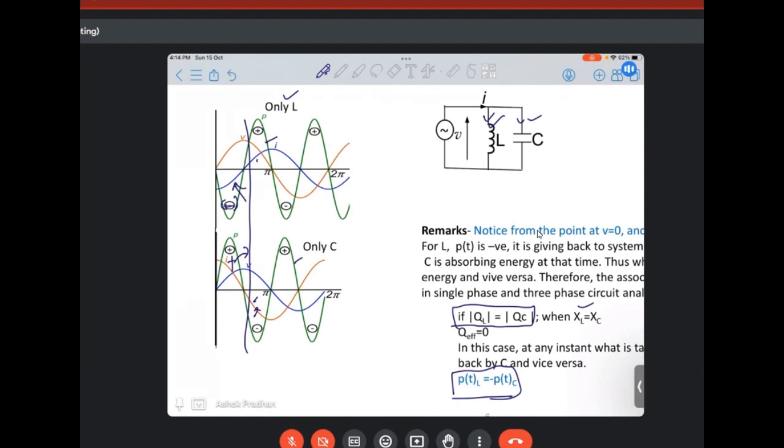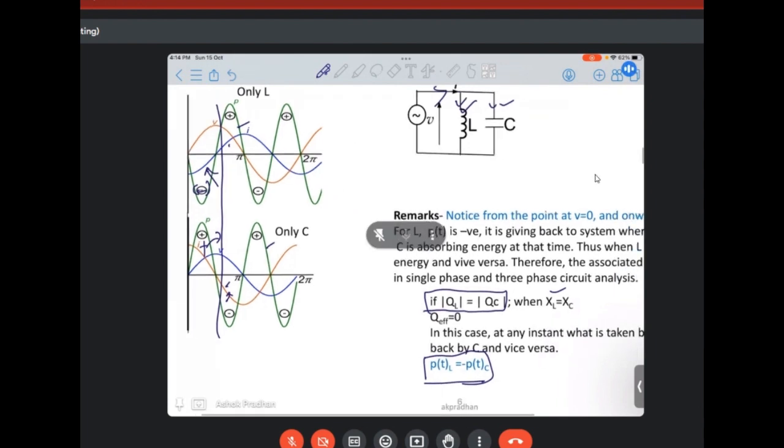So what I like to say here is that any instantaneous value of PL equals minus PC. For L, when it takes 1 unit, at that time the C gives back to the system 1 unit if XL equals XC. We can say PT of L and PT of C are in phase opposition, 180 degrees apart. So when both are present, the effective Q becomes equal to 0.